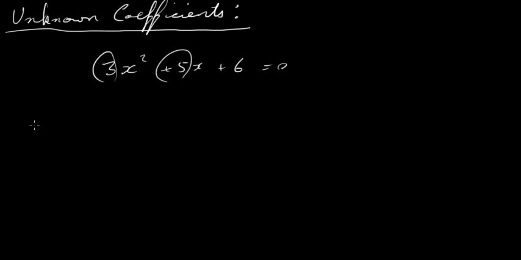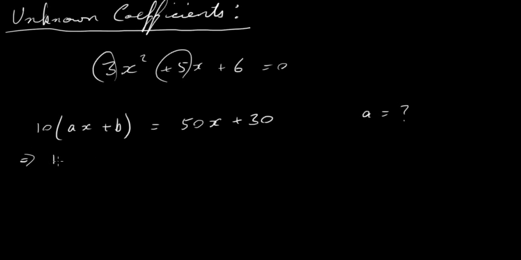I'm going to have a look at this example here, 10 times ax plus b, and I'm going to say that that's equal to 50x plus 30. What I want to do here is try and find out what a would be. If this side here is equal to this side here, what would a be? What you do here really is just multiply out the brackets on the left hand side, and you get 10ax plus 10b is equal to 50x plus 30.